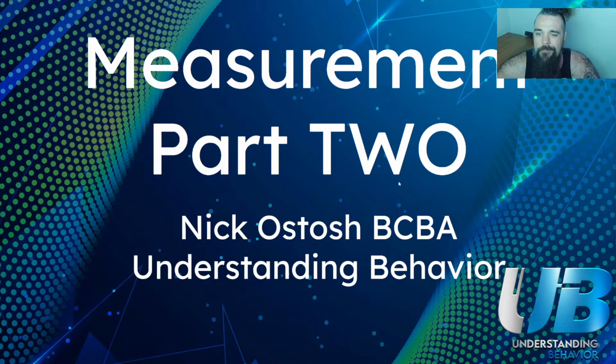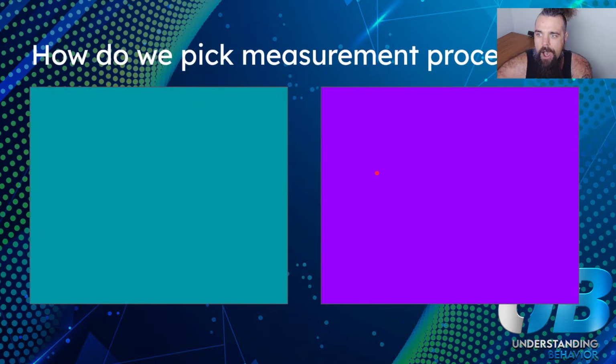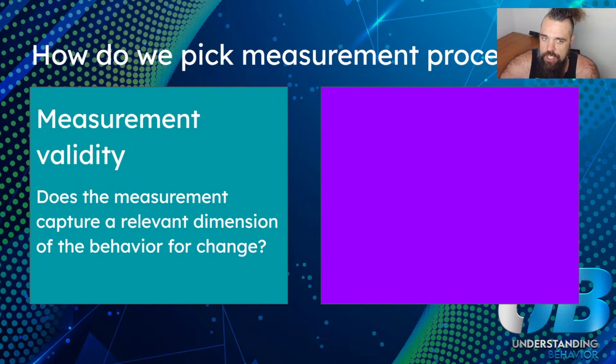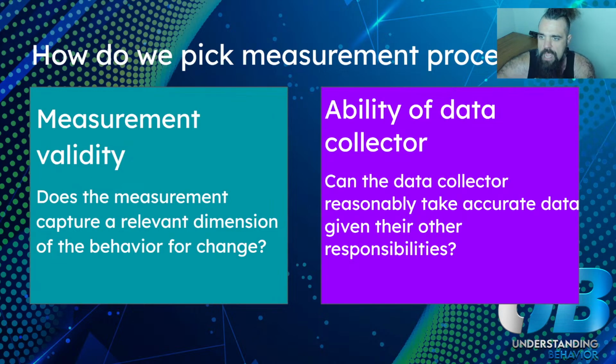So like I said, measurement part 2. We're going to waste very little time. We're going to hop right into this. Okay, so last time in measurement part 1, we talked a little bit about how we pick measurement procedures. It's based off of two main things: measurement validity, which is whether the measurement captures a relevant dimension of the behavior that we're trying to change, and also the ability of our data collector.